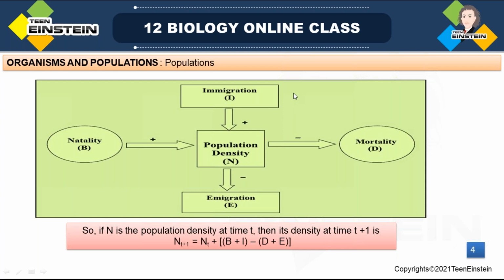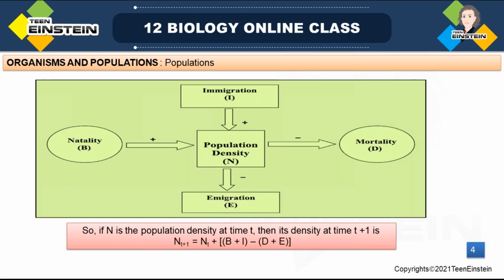So that's how you will get tested. First you should know what is natality, what is immigration, what is emigration and what is mortality. You should have a clear idea about the definitions. Then by using these terms only, questions will come, so it will be easy for you if you are clear with the definitions. If B plus I, birth and immigration, is more compared to mortality and emigration, that means the population is growing, or the population size increases.